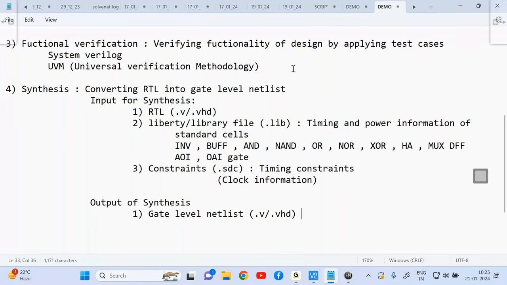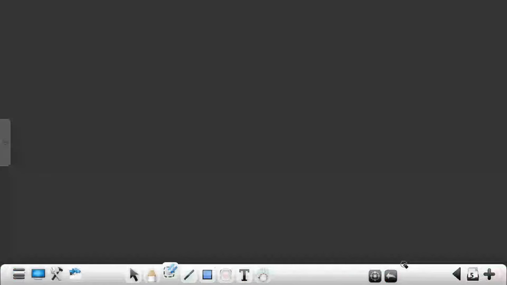RTL is also Verilog or VHDL code. So what is the difference? RTL can have any statements: assign statements, if statements, case statements, any statements. But a gate level netlist should have only gates and their connections. You should not have any other information. That is called a gate level netlist. Basically, it is in a structural form. So how will the gate level netlist look? Let's take one example.